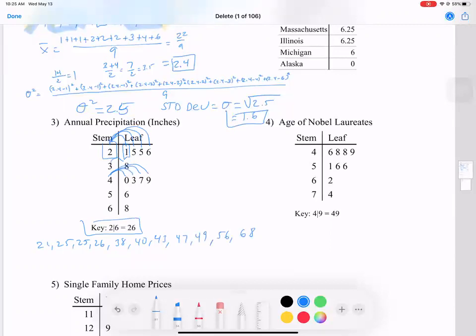Making sure I don't miss anything. I counted 1, 2, 3, 4, 5, 6, 7, 8, 9, 10, 11. I have 1, 2, 3, 4, 5, 6, 7, 8, 9, 10, 11. And now that we've written this in a way that we saw before, which is just a bunch of numbers, we can now find our mean, median, mode, our first quartile, our third quartile, and our standard deviation.